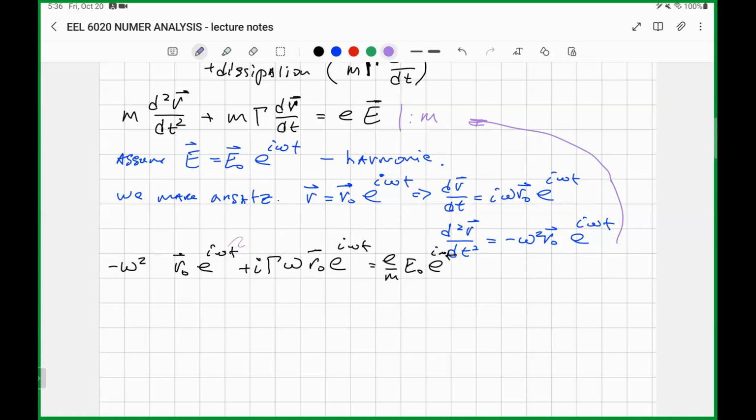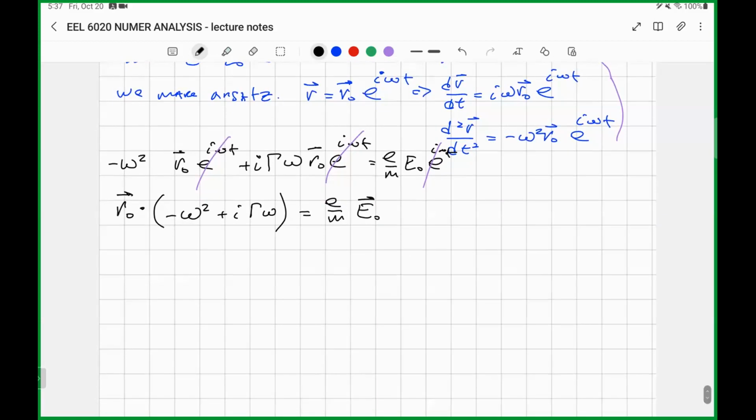Okay, so now I can divide both parts by e to the power of i omega t and factorize this r0 on the left side. It's going to be minus omega squared plus i gamma omega, times r0, equal to e over m E0 vector.